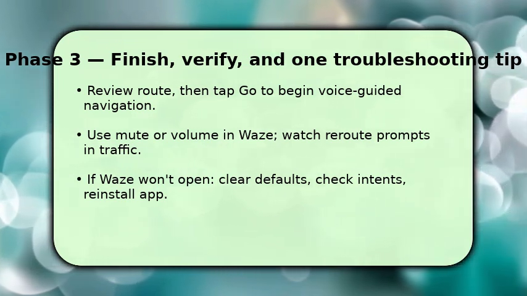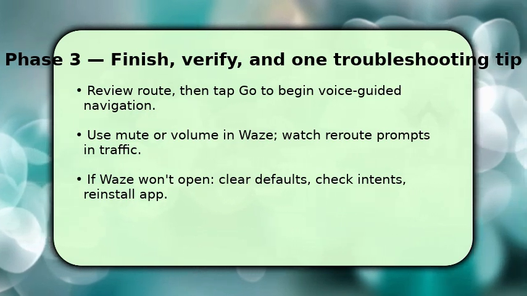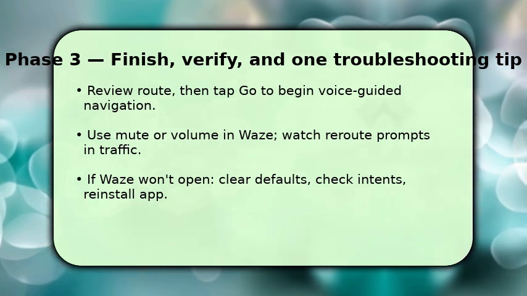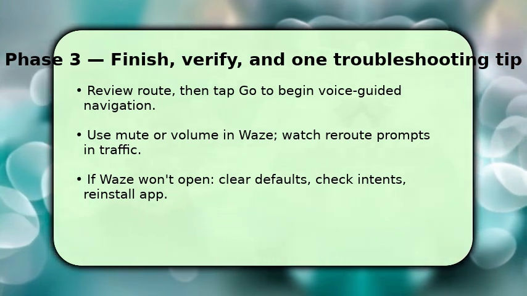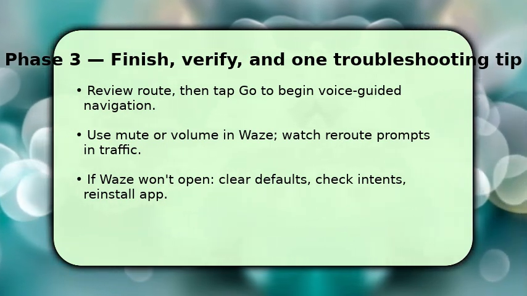While driving, Waze reroutes automatically for traffic. Trust it and follow the arrows. If nothing happens when tapping a link, troubleshoot. Clear the default app for map links, enable permissions, then try again. As a last resort, reinstall Waze or WhatsApp.